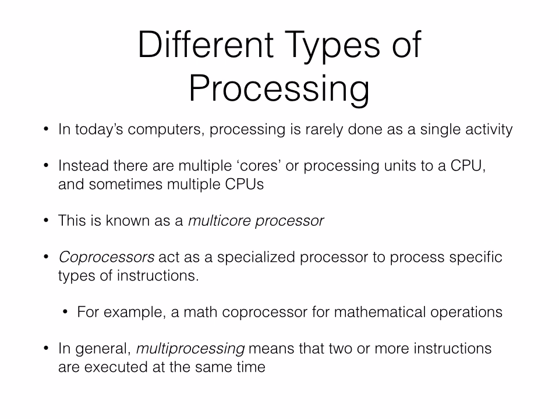So in today's computers, processing is rarely done as a single activity, like little man computer instructions 1 through 7, going through 1 through 7, going through 1 through 7, as a single stream of activities. Instead, because of the way we've been able to compress physical hardware down, there are usually multiple cores or processing units to a CPU, and sometimes actually multiple CPUs. So you can have dual or quad-core processors, which I'm sure you may have heard of.